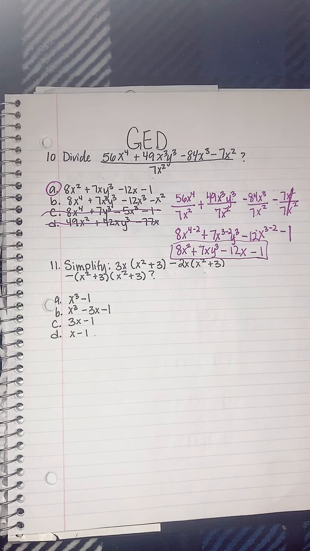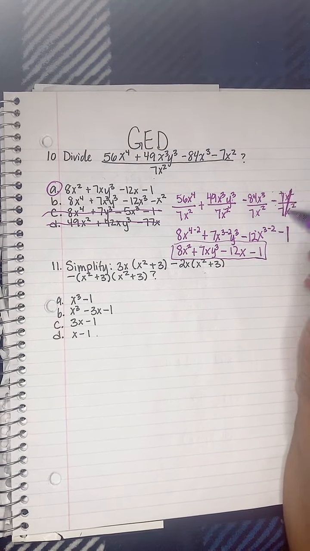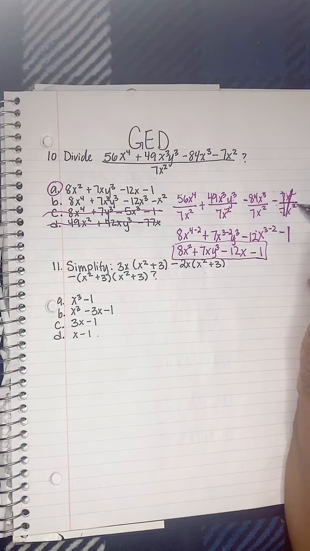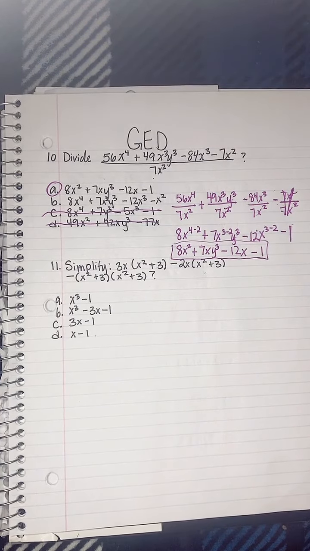Okay. So why wouldn't the 7x squared cancel out? Yeah, it does. It goes to 1. So 7x squared divided by 7x squared goes to a 1. They do cancel.